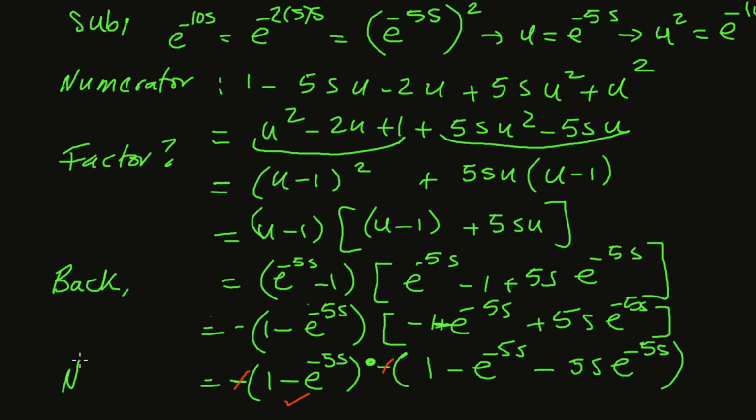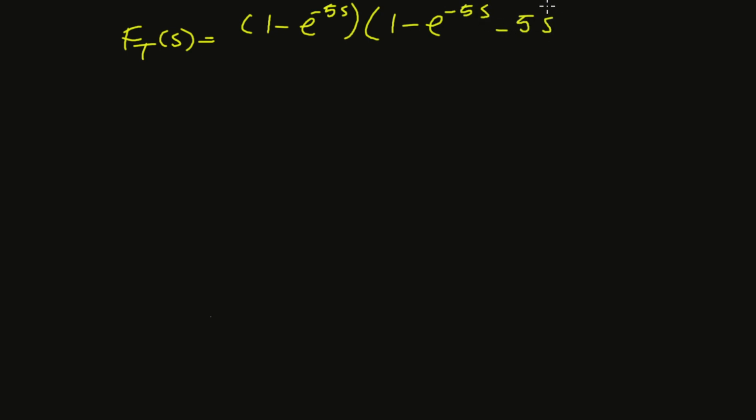Alright, so this is the numerator. Now we'll go back to the yellow. We found that it is 1 minus exponential of negative 5s, minus 5 times s exponential of negative 5s, all over s squared.